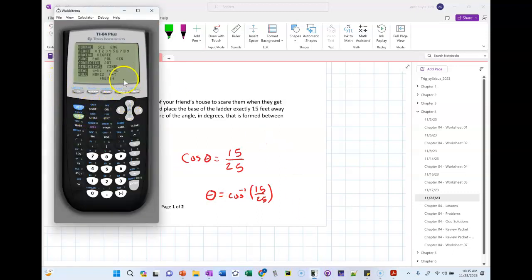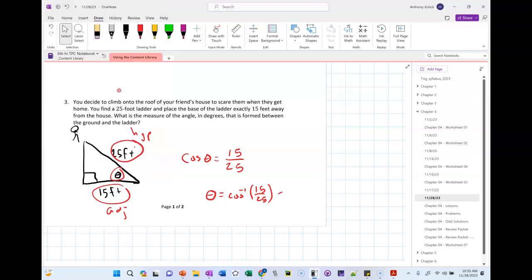So before I do that, I do need to be careful. I need to make sure my calculator's in the correct mode. Since the answer is being requested in degrees, I want to make sure I'm in degree mode. And then we'll just do cosine inverse of 15 divided by 25. And I got about 53.13. And that'll do her. Sound good? Excellent. Emily, what you got?